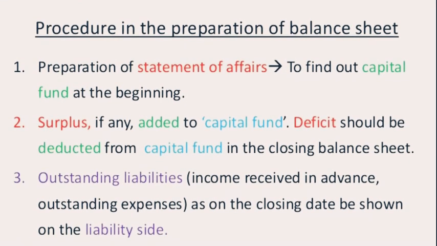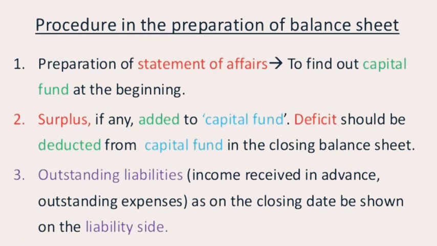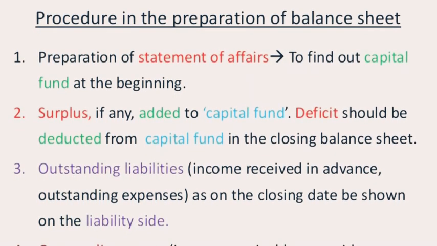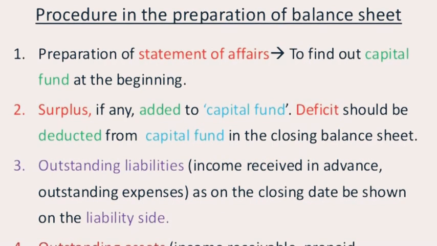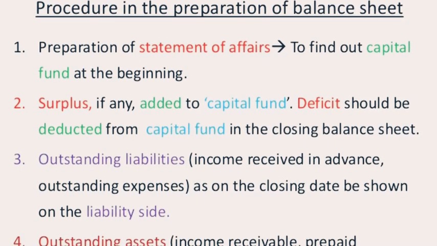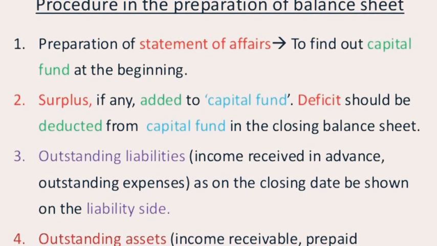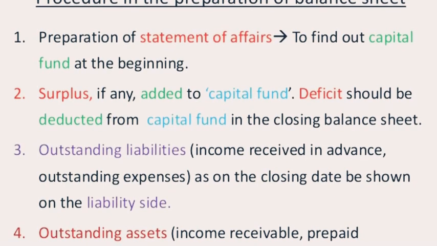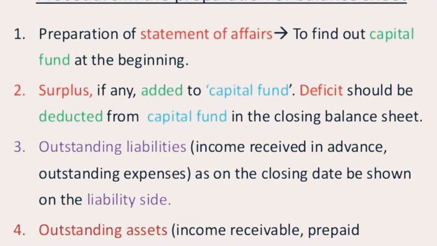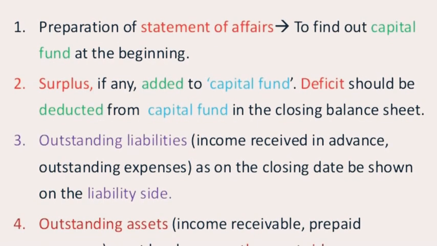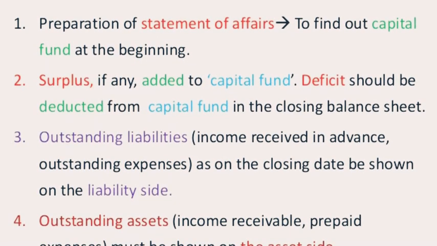Next, we have to prepare the balance sheet, and let's follow the procedure. Before preparing the balance sheet, first in the working note we have to find out the opening capital fund of the balance sheet, and this can be calculated with the help of the balance sheet at the end of the previous year, from the value of assets and liabilities given in the adjustment in the receipt and payment account related to the previous year.